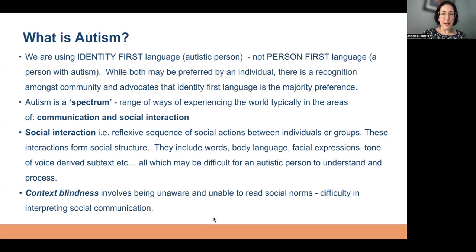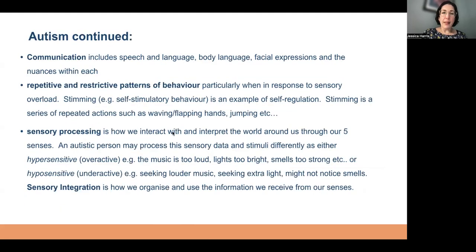An autistic person might also experience something called context blindness, which involves being unaware and unable to read social norms. For example, difficulty in interpreting nonverbal social communication, the signals that we give each other every day. Communication does include speech and language, body language, facial expressions, and the nuances within each of these.